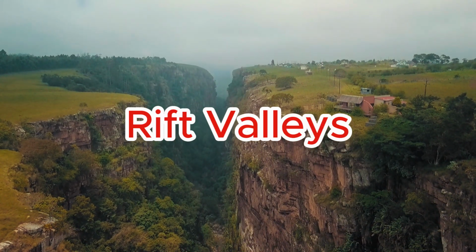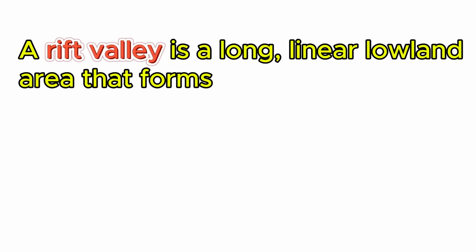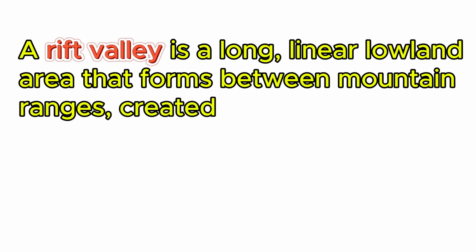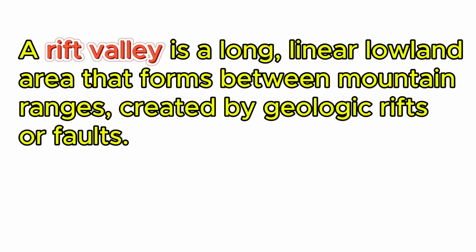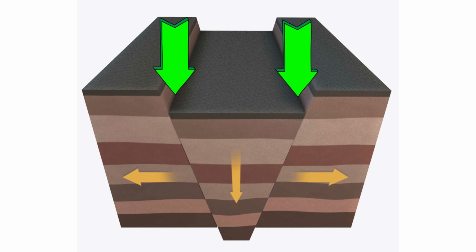Now let's take a look at rift valleys. A rift valley is a long, linear lowland area that forms between mountain ranges created by a geologic rift or faults. Picture this: two parallel faults occur and the land between them sinks down, forming a valley.